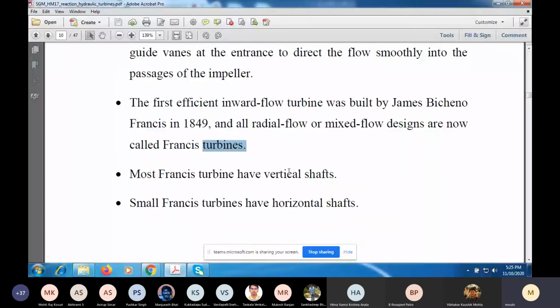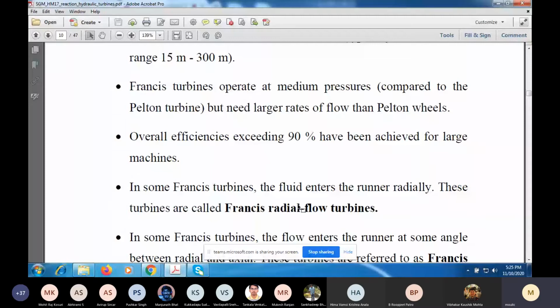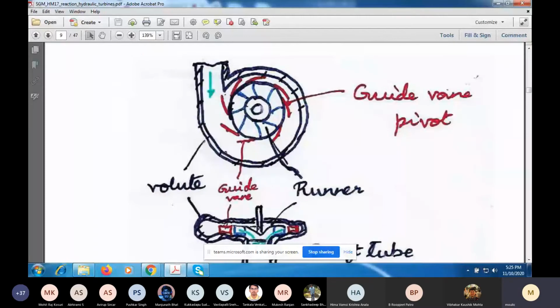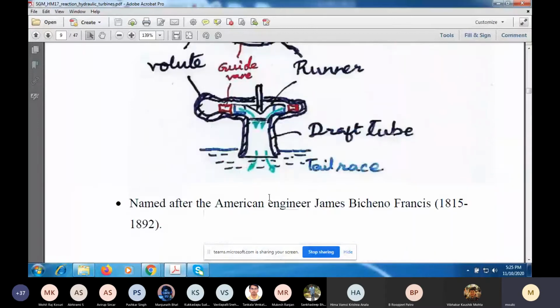Now, most of the turbines have a vertical shaft, as I've shown already, but small Francis turbines may also have a horizontal shaft. And the electric generator might be mounted on top over here. And it will, of course, be mounted on this shaft. So when the shaft rotates, power will be generated, electric power will be generated.